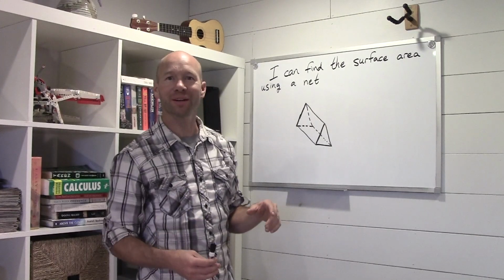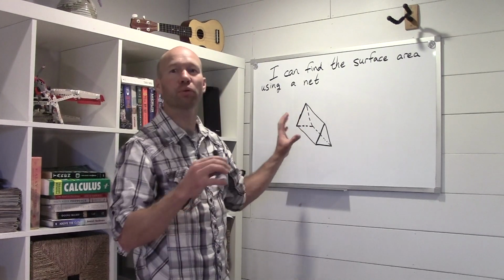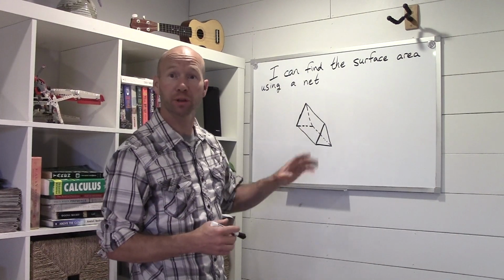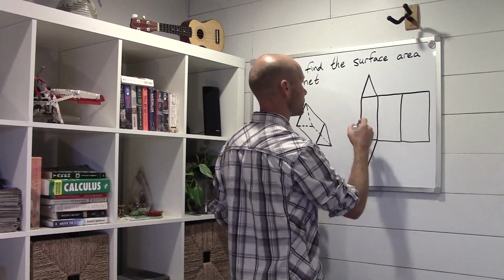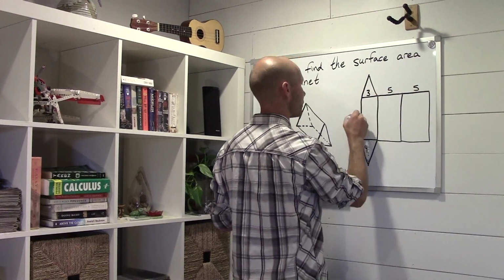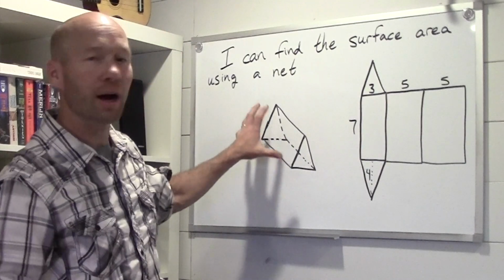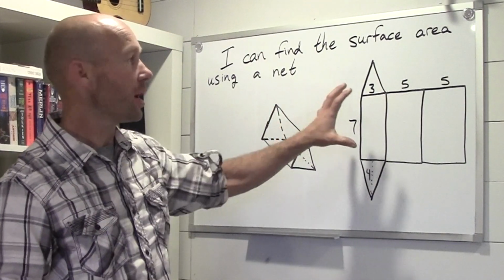What kind of image do we have here? That's right, we have a triangular prism. What would the net of the triangular prism look like? Alright, here we are. We've got a net of our triangular prism.